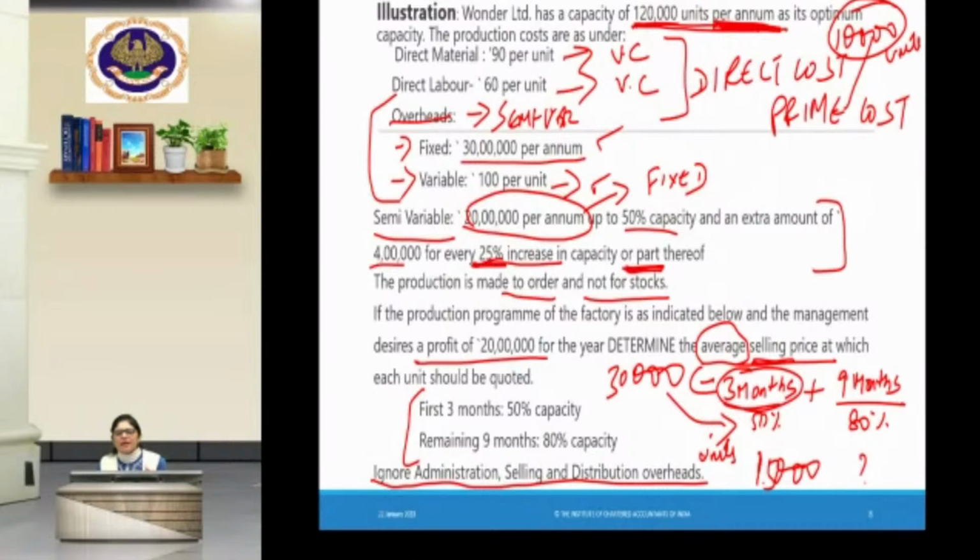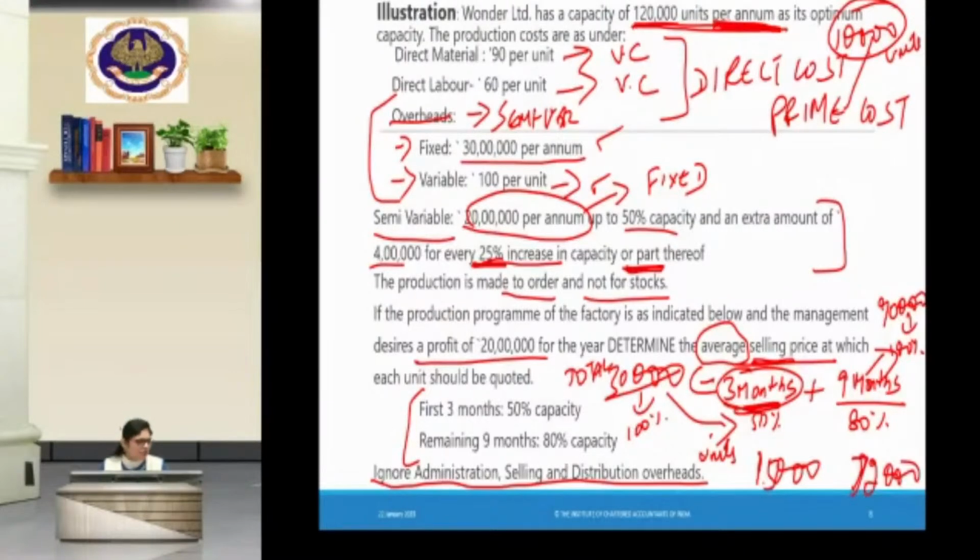So per month is 10,000 units. For 3 months, it has to be 30,000 total. 30,000 is 100% capacity. So 50% will be 15,000. Similarly, 9 months has to be 90,000. Total capacity is 90,000 because it is 10,000 units per month. So 90,000 for 9 months, 100%. So 80% has to be 72,000. So 72,000 is the 80% capacity for next 9 months.